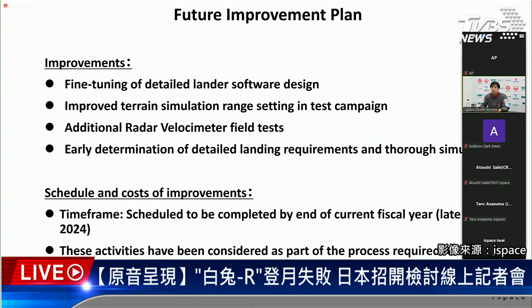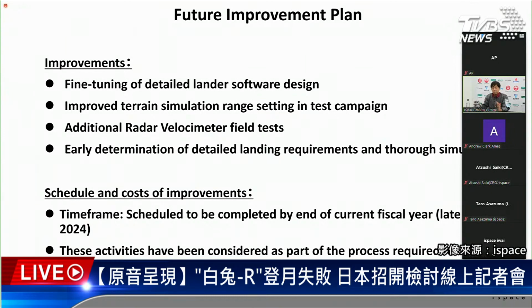And then in addition, the radar velocimeter. Today, we didn't mention the radar velocimeter very much, but due to the gap between measurement and estimated altitude, the lander just started the free fall from 5 kilometers. However, the radar velocimeter range was from 2 kilometer altitude. That means in this mission, unfortunately, we could not prove the radar velocimeter.